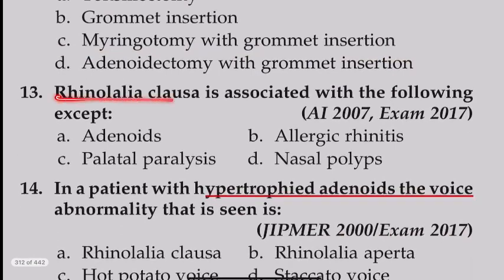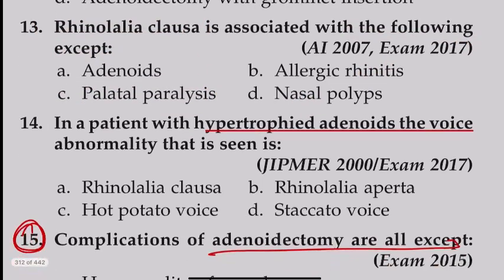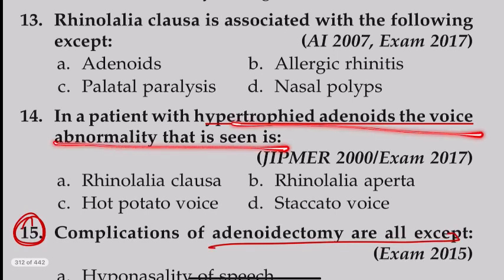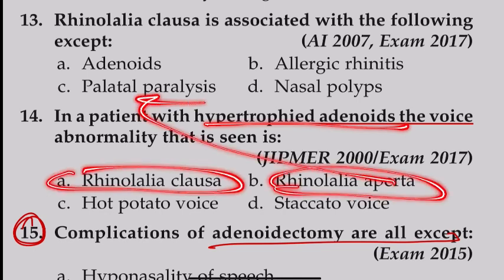Rhinolalia clausa, yes, we talked about it. It is a nasal symptom, right. Is associated with which of the following except? It is associated with adenoid, nasal polyp, allergic rhinitis, but it is not associated with palatal paralysis. Instead, palatal paralysis leads to rhinolalia aperta, right. In a patient with hypertrophic adenoid, the voice abnormality seen is rhinolalia clausa. Rhinolalia aperta is a feature of palate paralysis, right.